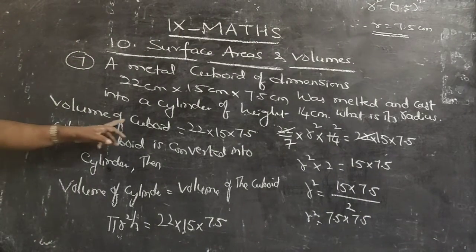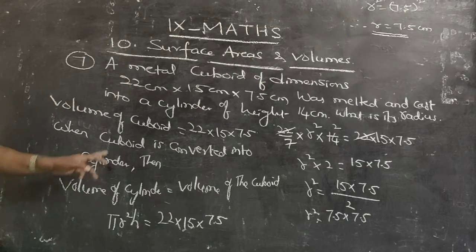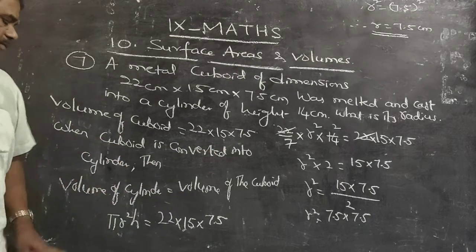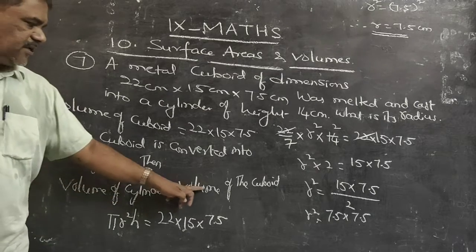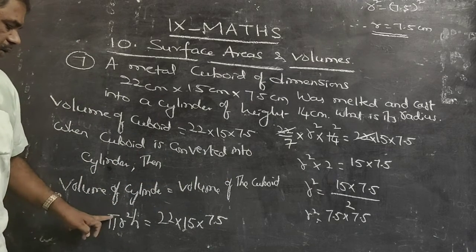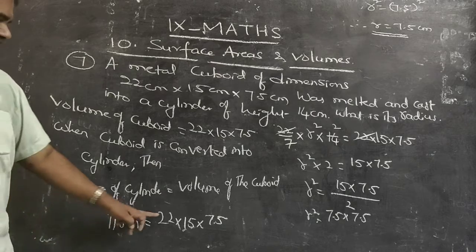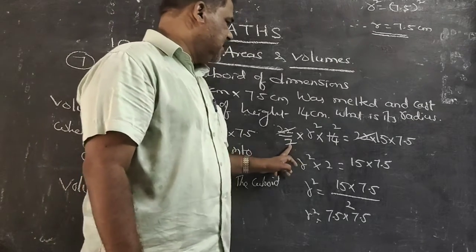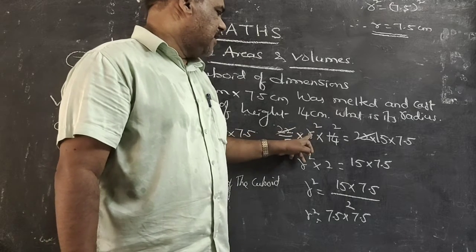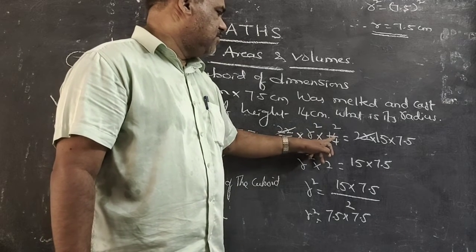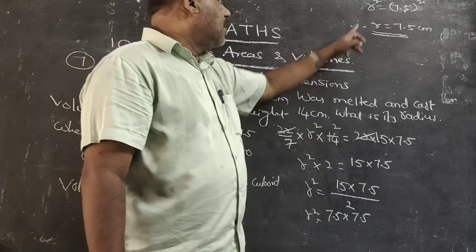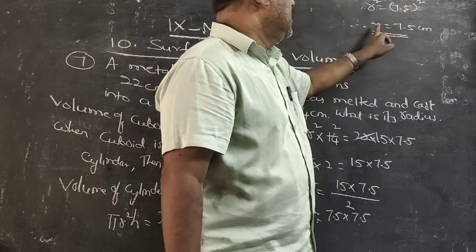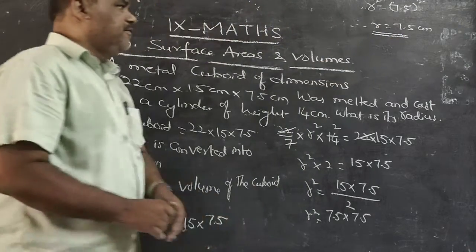So first, volume of the cuboid is given. When the cuboid is converted into a cylinder, both will have the same volume. Therefore, volume of the cylinder is equal to volume of the cuboid. Volume of the cylinder is pi r square h. This is the volume of the cuboid given. Now here pi is 22 by 7, r we don't know, so r square, into height of the cylinder 14. So here we will get r square is equal to 7.5 whole square, or comparing, r is equal to 7.5 centimeters.